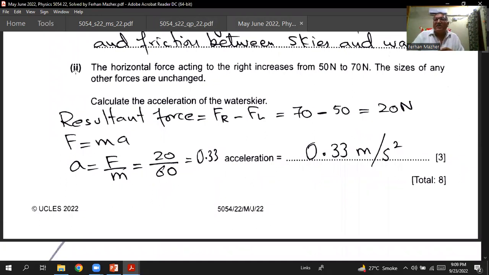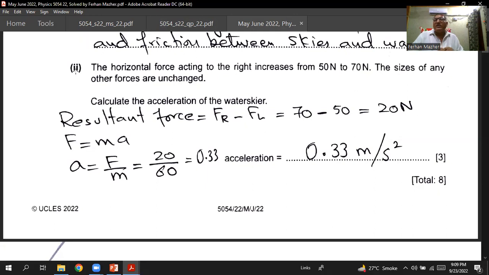The force to the right is now 70 Newton and the force to the left is 50 Newton. So when you subtract them, 20 Newton force will be the resultant force and it will be towards the right. According to Newton's second law, F equals ma. So a will be equal to F divided by m.